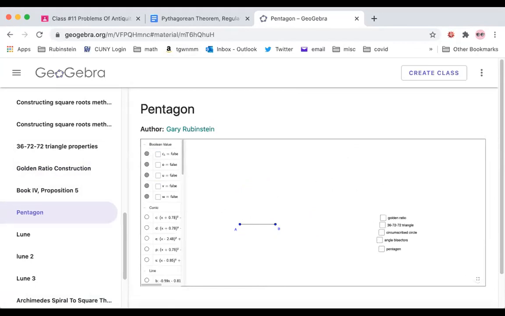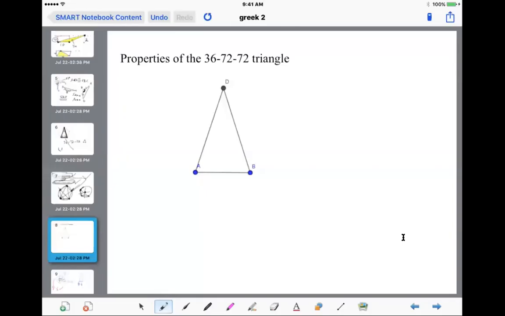Okay, back to the iPad. So the mystery now that the Greeks were able to solve is, how would I possibly create a 36, 72, 72 triangle? It just doesn't seem really that possible.